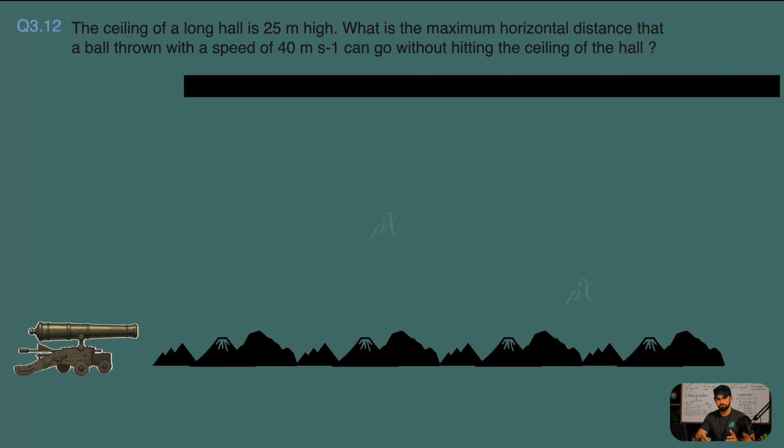Now, here's an interesting question. At what angle should we project the ball so that it travels the maximum horizontal distance? Well, if you've studied projectile motion before, you probably already know the answer. It's 45 degrees. A simple rule to remember is, whenever a projectile is launched at 45 degrees, its horizontal range is maximum. But wait a second, there's a catch in our question.